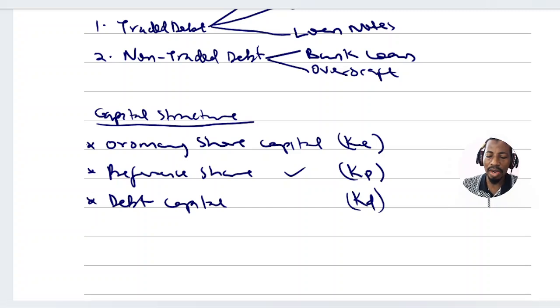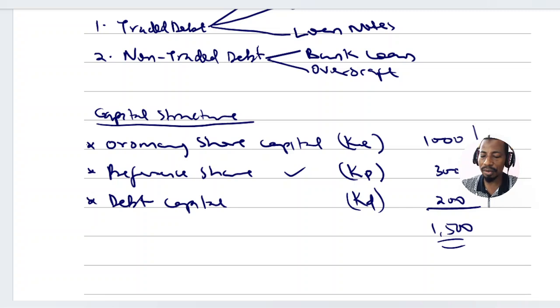Say for example, in the capital structure, you have 1,000 of ordinary share capital, 300 preference share, and a debt of 200. When you add it up, the total capital structure is 1,500. Say for example, the cost of capital calculated for equity is 20%, the cost of preference share computed is 15%, and the cost of debt is 10%.